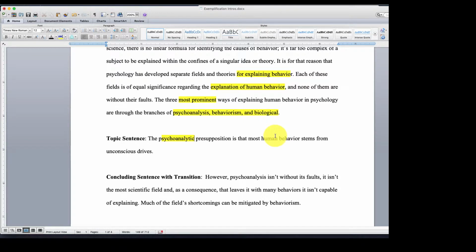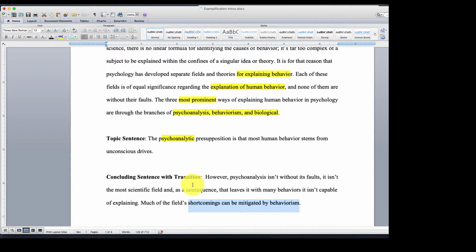The last sentence of the paragraph is where you want to concentrate as well, and you want to add a transition into the next section. So this would be his last sentence of the paragraph. However, psychoanalysis isn't without its faults, and we see that in the beginning. He also talks about psychoanalysis having faults. It isn't the most scientific field, and as a consequence, that leaves it with many behaviors it isn't capable of explaining. Much of the field's shortcomings can be mitigated by behaviorism.